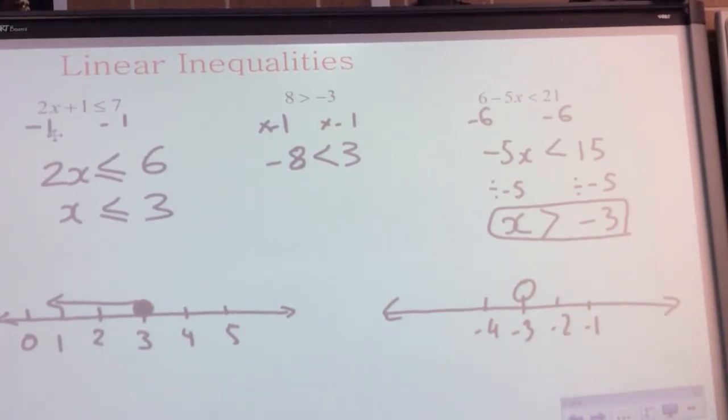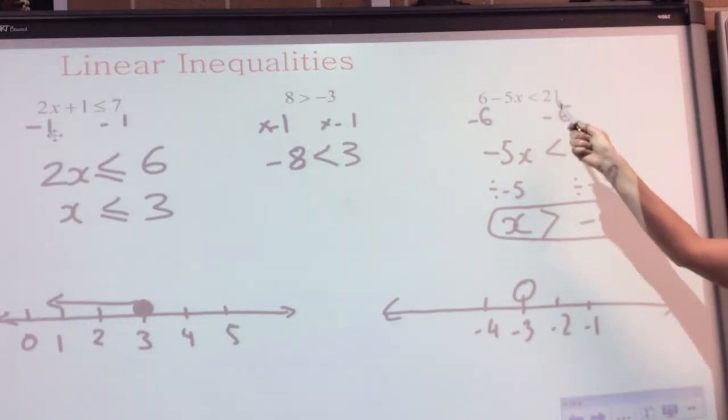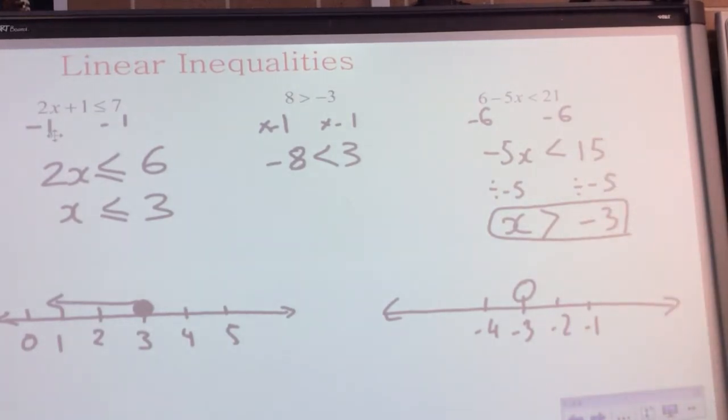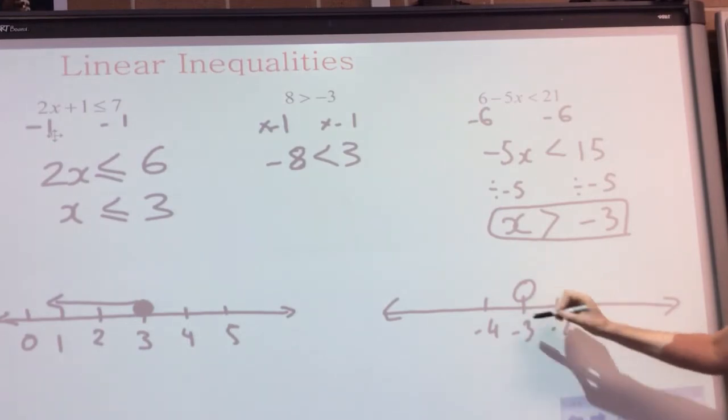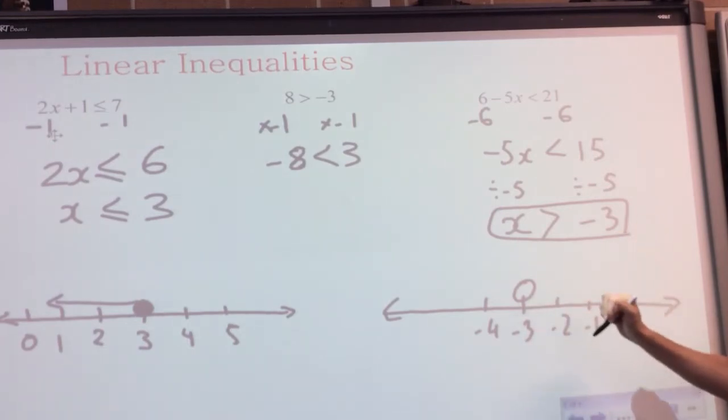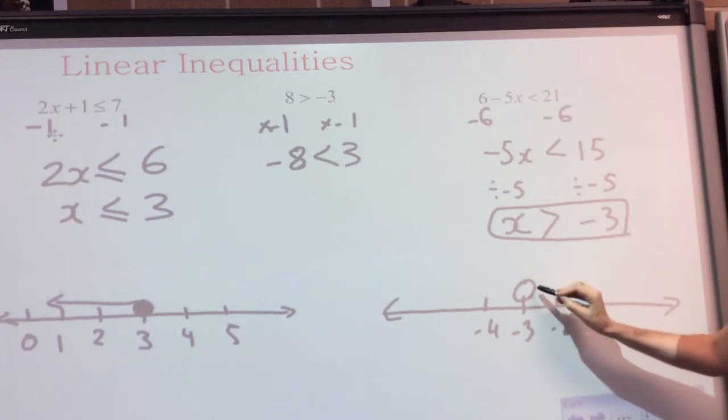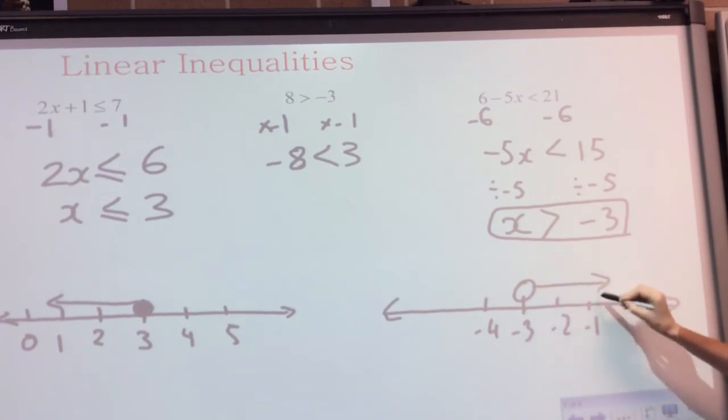Okay. Right. I'm going to draw a circle on negative 3. I am not going to colour it in, because I don't actually have negative 3 as an answer, because that would equal 21. I have to be less than 21. So I'm going to draw a circle on negative 3, but I'm not colouring it in. And then I want everything bigger than that. So I want an arrow going this way. Now one kind of cool thing you'll notice is that the arrow should always look like the sign.